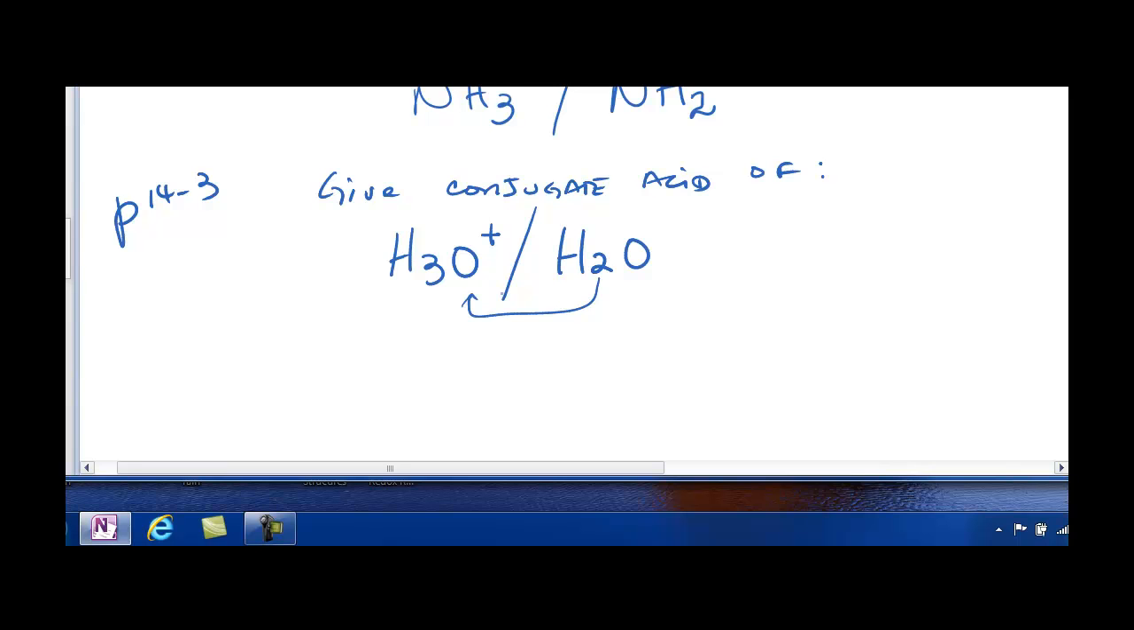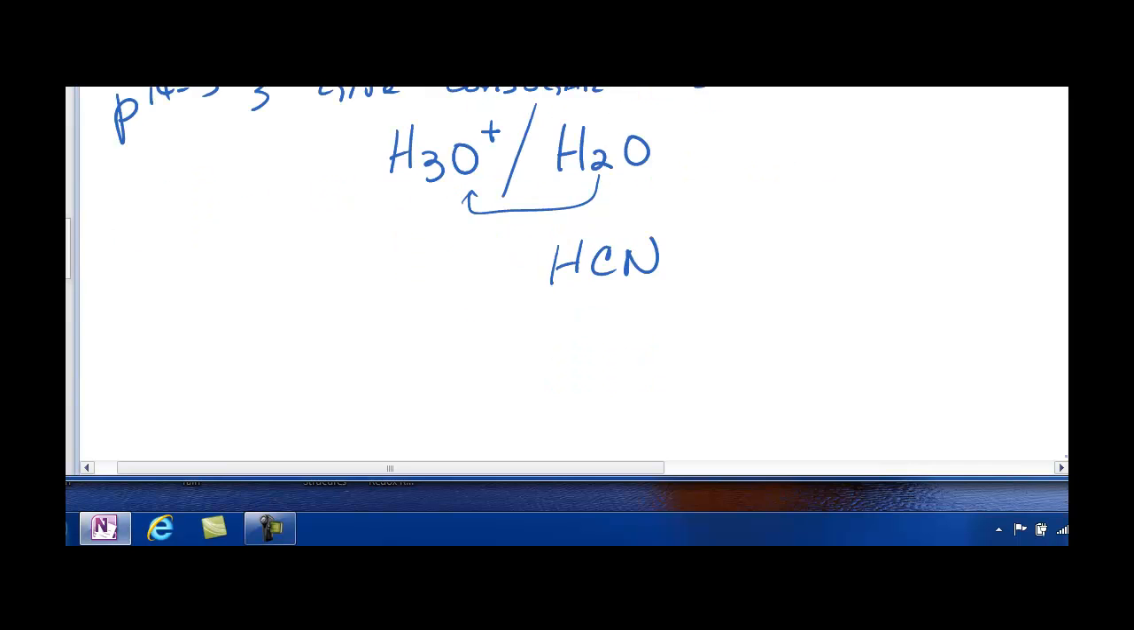Give me the conjugate acid for HCN. This is question 3. H2CN+. Okay, so if you want the acid, add an H+. If you want the base, remove an H+. And you're there. Are we okay with that?